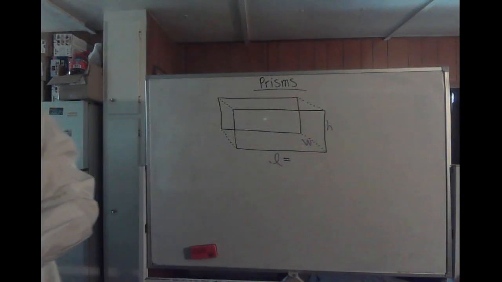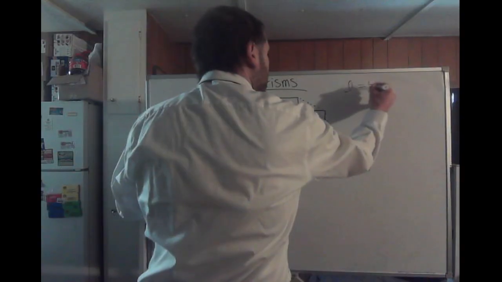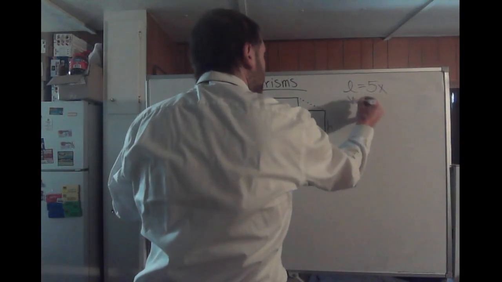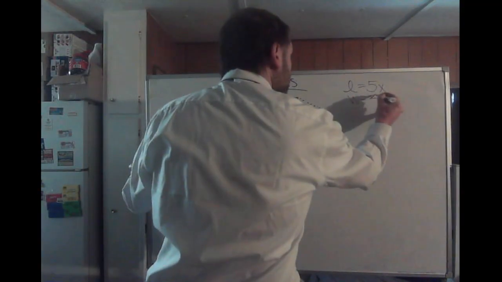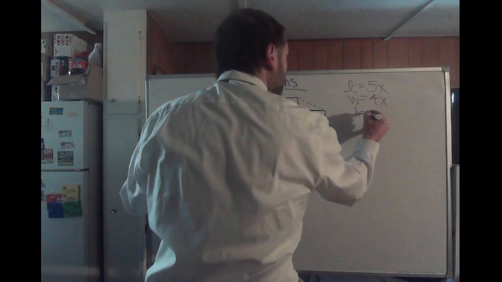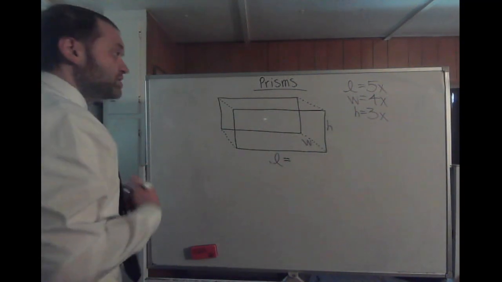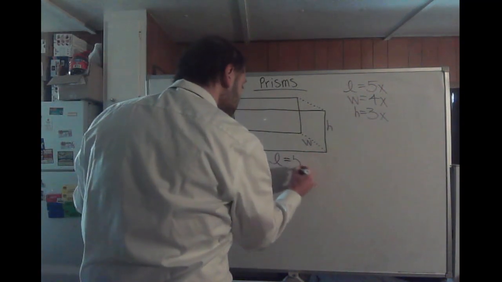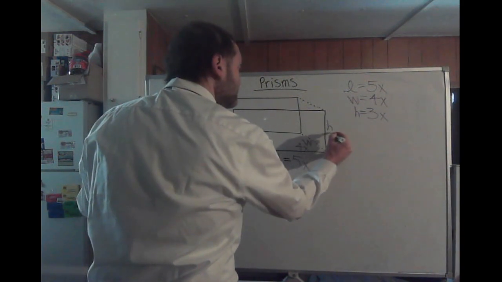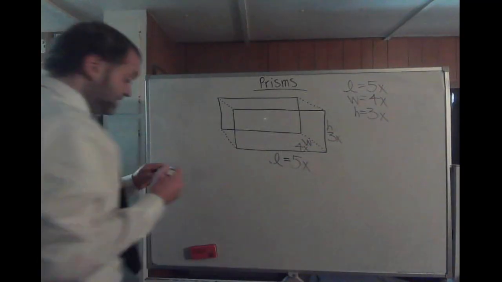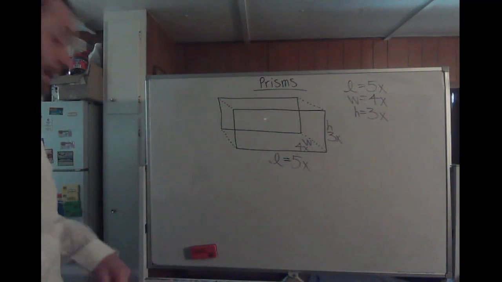Let's say this time you have a length equal to 5x. You have a width equal to 4x. And you have a height equal to 3x. So they got variables thrown in this time. So the length equals 5x, the width equals 4x, the height is 3x. We still want to find the lateral area, surface area, and volume.